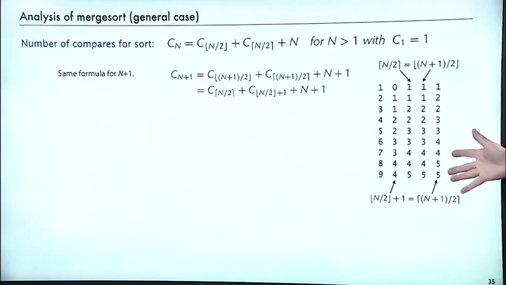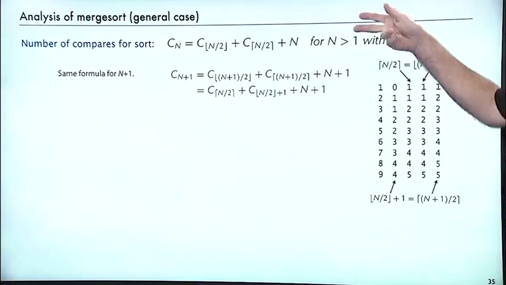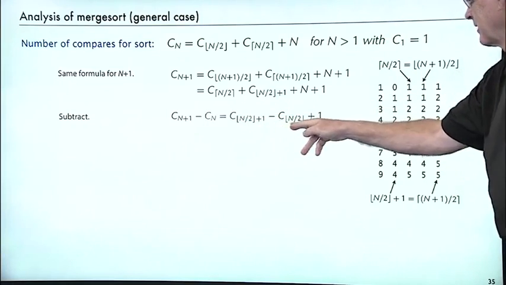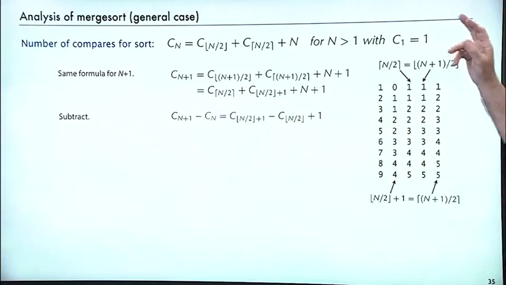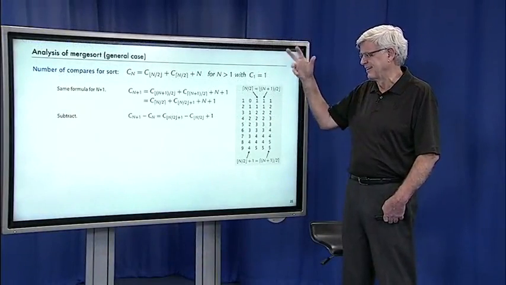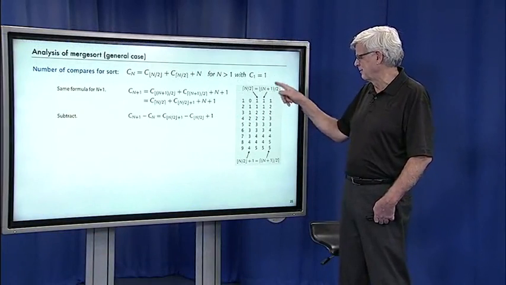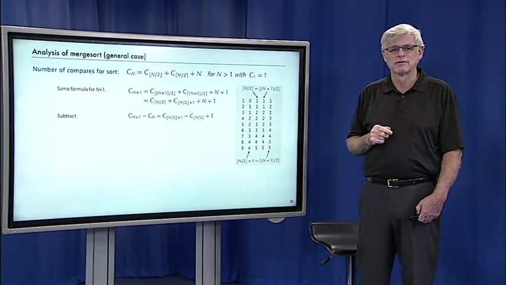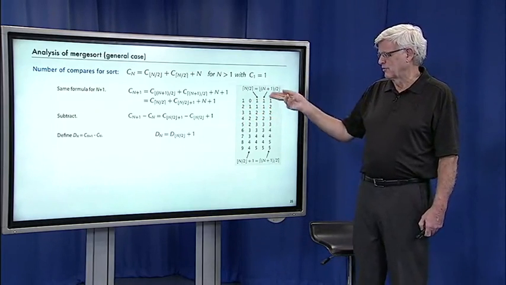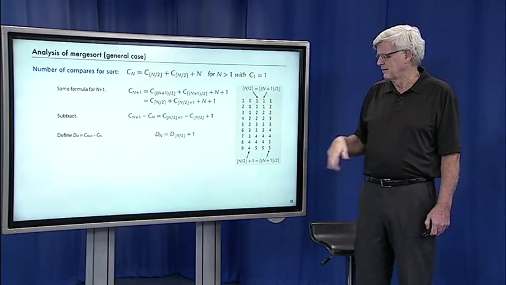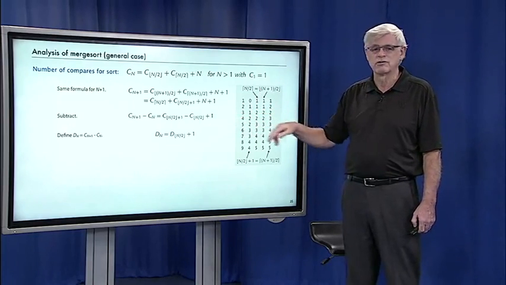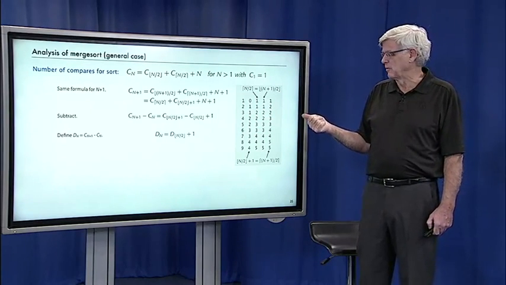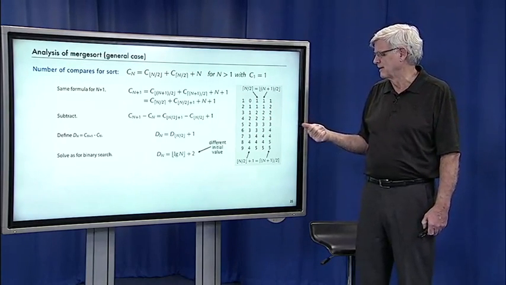So that's what this table does. And then once we have that, we can subtract those two formulas, and that gives us something that telescopes. So it's a little magic trickery based on the relationships between floor and ceiling with the plus ones, and that gives us a simpler formula to work with. We'll just define that difference to be d_n, and then that's going to be the equation for d_n. But that equation is a familiar one. That's the binary search equation.